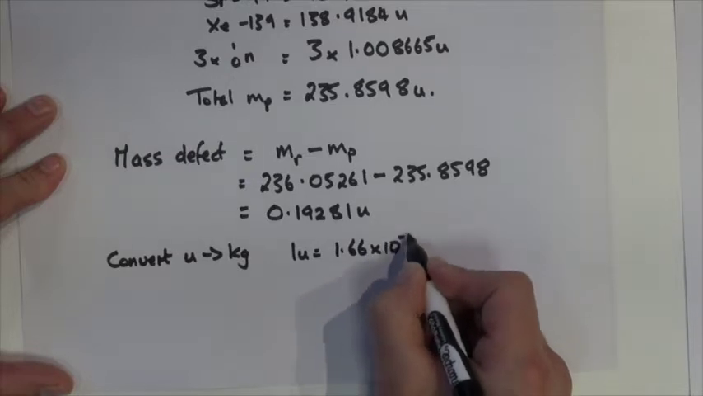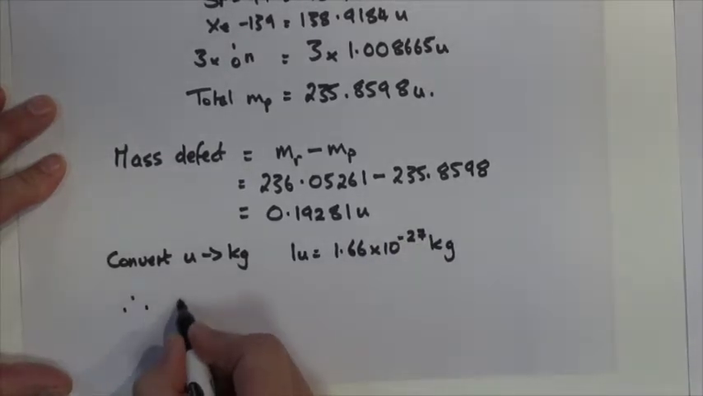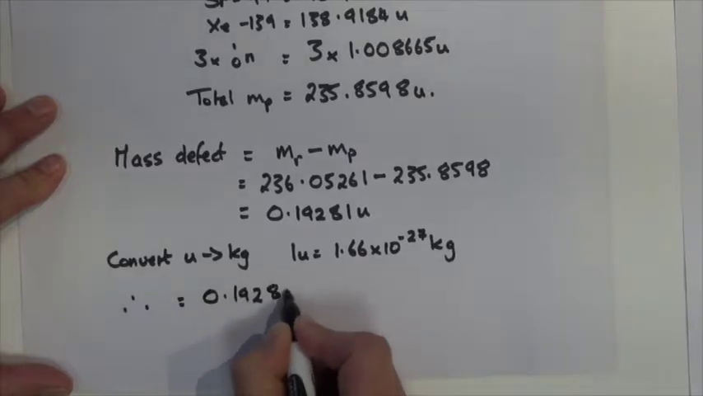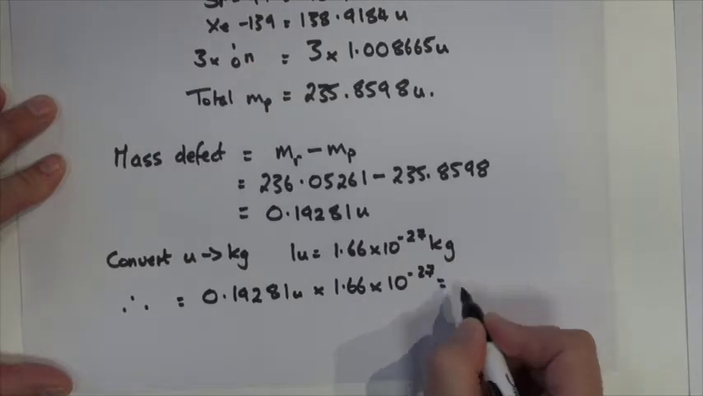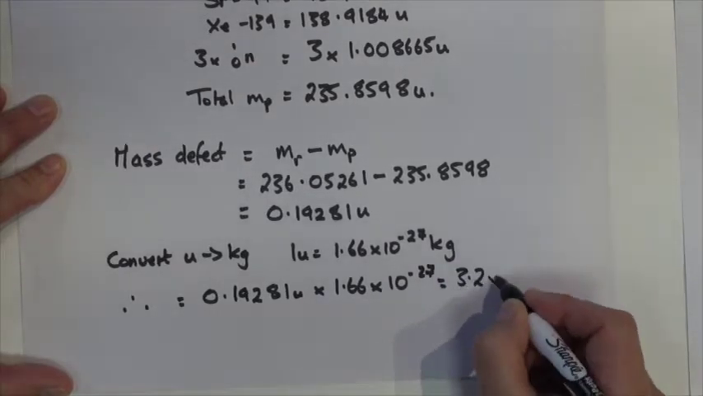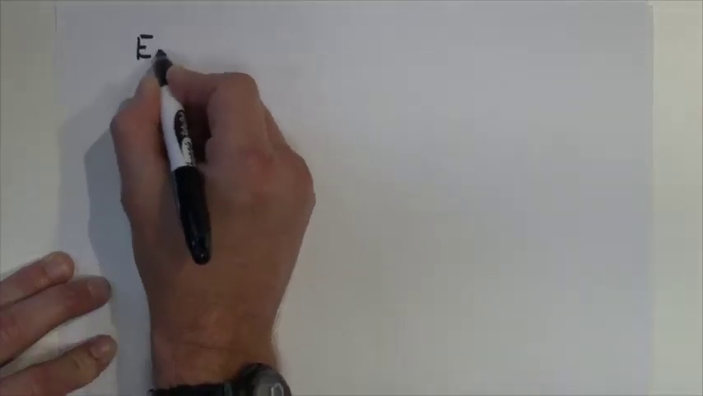Now I need to convert atomic mass units into kilograms. So 1 u equals 1.66 times 10 to the negative 27 kilograms. So if I multiply the mass defect of 0.19281 u by 1.66 times 10 to the negative 27, I get a total of 3.2 times 10 to the negative 28 kilograms.